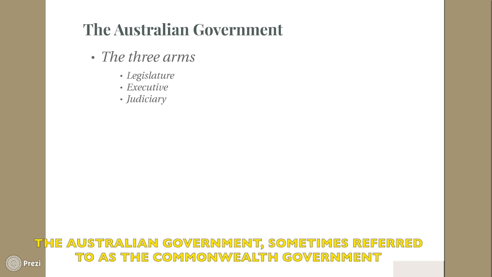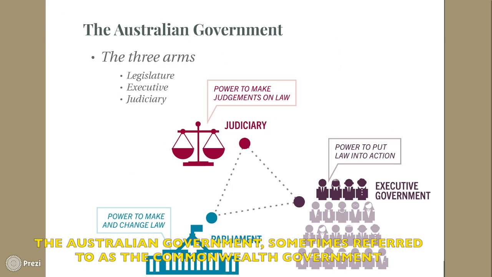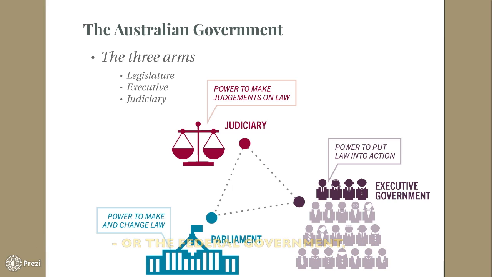The Australian government, sometimes referred to as the Commonwealth government or the federal government, passes laws which affect the whole country. Section 51 of the Constitution defines a number of issues that the Australian government can make laws on. There are three arms of the Australian government: legislature, executive, and judiciary.